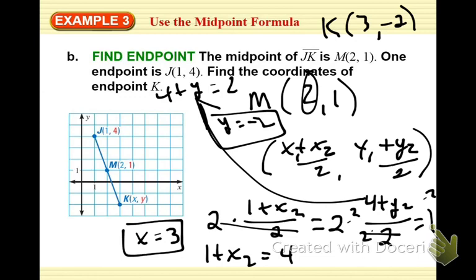Does that make sense? Just setting up two equations. Okay, questions? See a couple of confused looks. Is there any way I can unconfuse you? Okay.